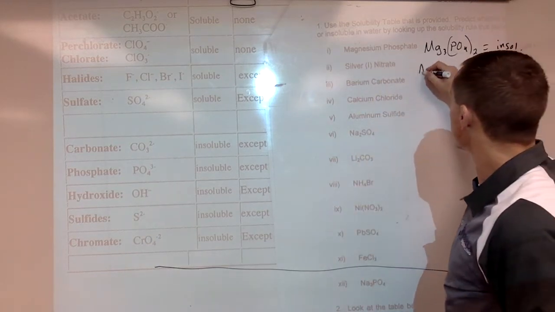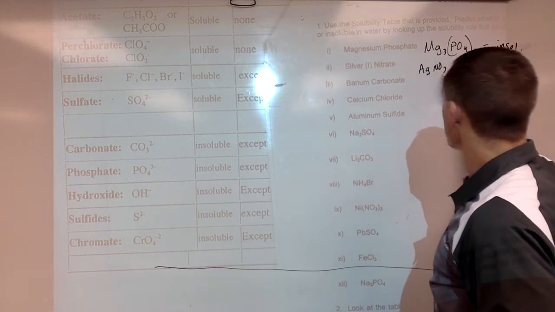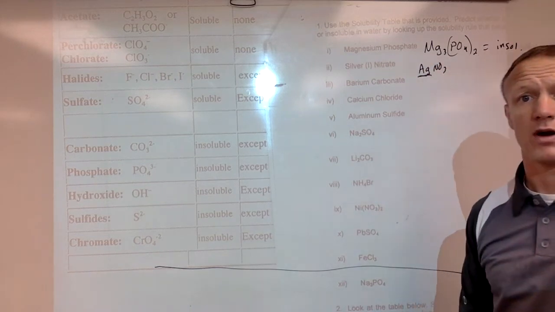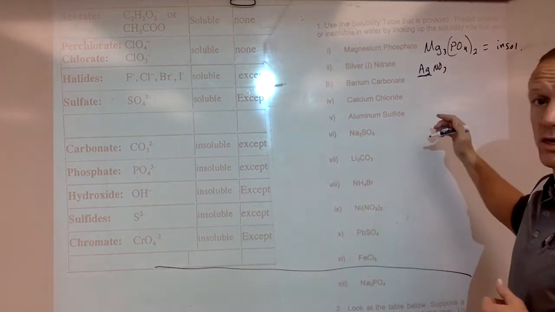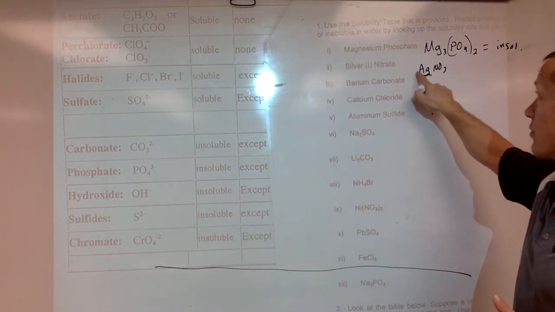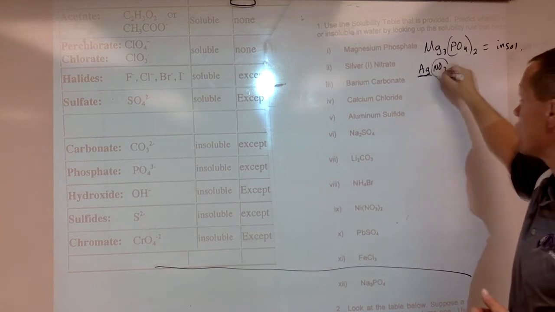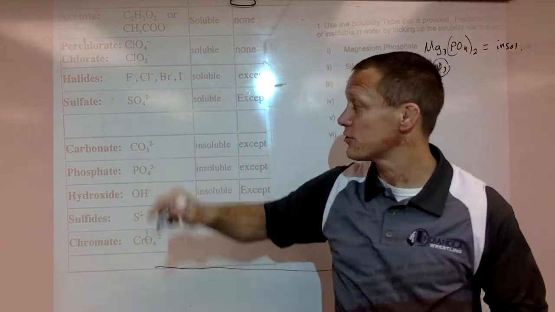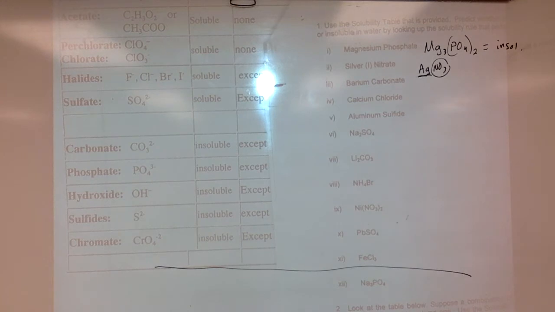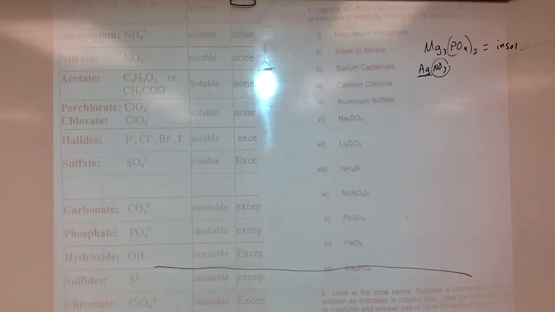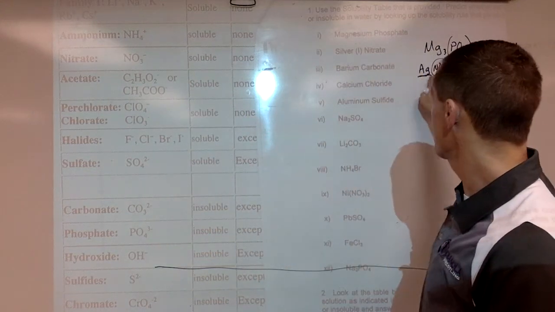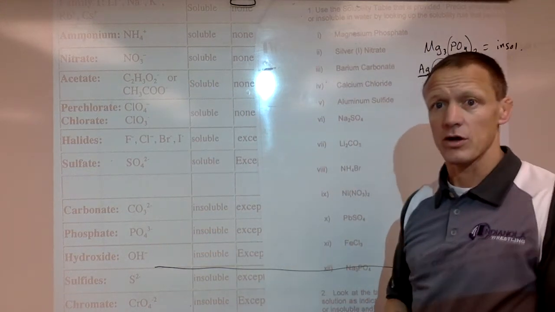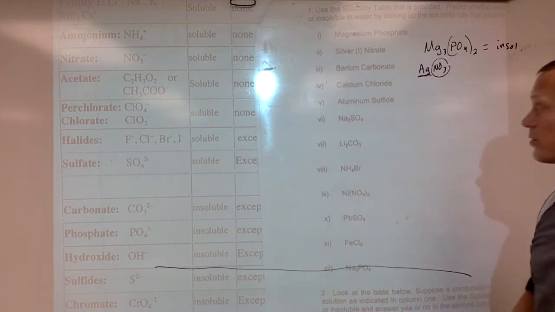Silver nitrate. So first thing I always look at is, is the first element family 1? If it is, it's soluble, or if it's NH4. In this case, silver is not family 1, so go to the second part. Nitrates. I'll pull that down just a little bit. Nitrates, always soluble. This compound is soluble. It would dissolve. Okay, AgNO3 would be soluble, would dissolve.